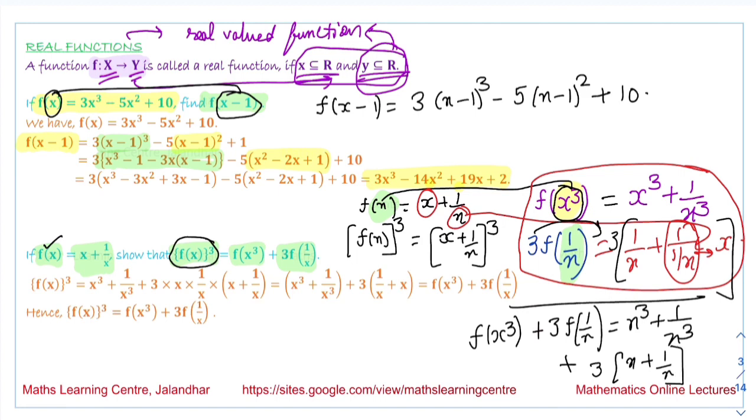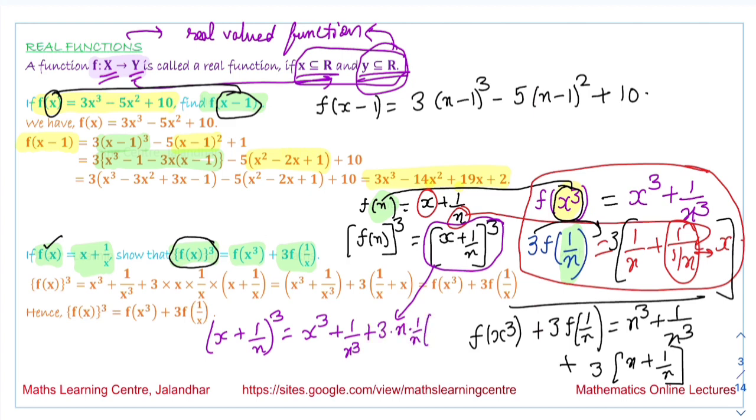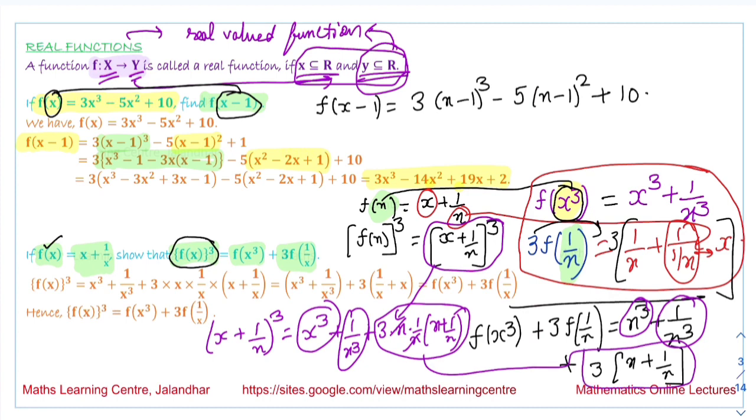If we look at this term over here, and open this whole cube, it is (x plus 1 by x) whole cube. The value we will have is x cube plus 1 by x cube plus 3 times x into 1 by x into (x plus 1 by x). These two values get cancelled. So the answer we are getting is x cube plus 1 by x cube plus 3 times (x plus 1 by x). So the left hand side is equal to the right hand side, and we obtain this answer.